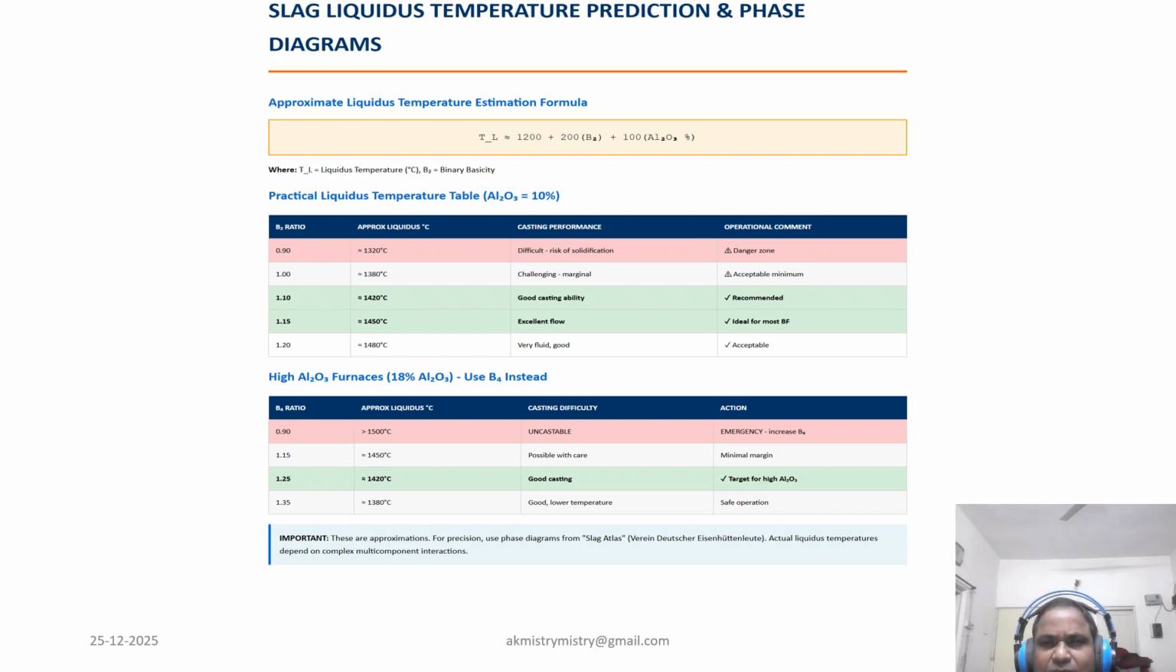Now, as far as liquidus prediction is concerned, we must also learn the estimation of liquidus temperature, T, which equals 1200 degrees centigrade plus 200 times B2 basicity plus 100 times alumina. That is for high alumina. For high alumina, we have to use B4 instead. Of course, our target temperature will be around 1400 to 1450 for smooth casting. So once our target is known, accordingly we can tune our basicity as per this thumb rule.